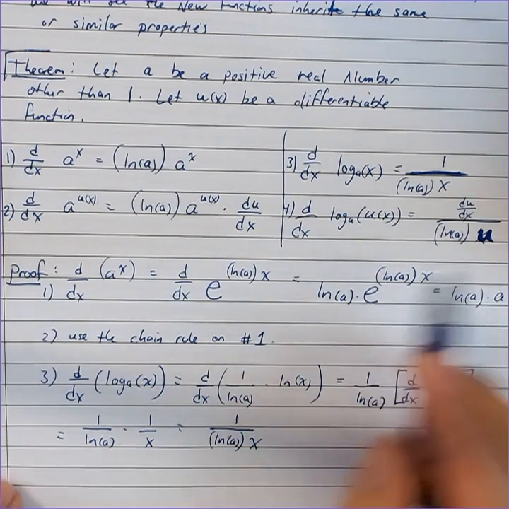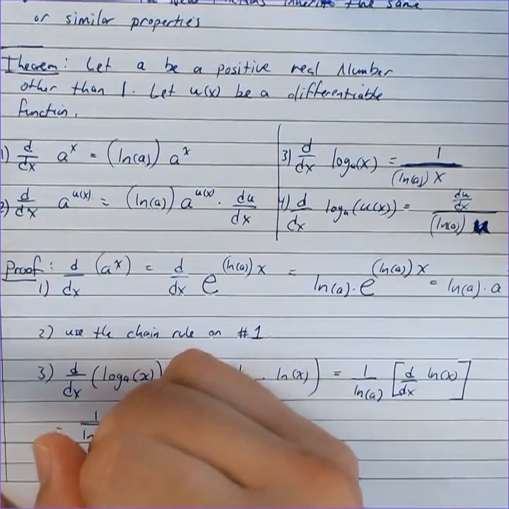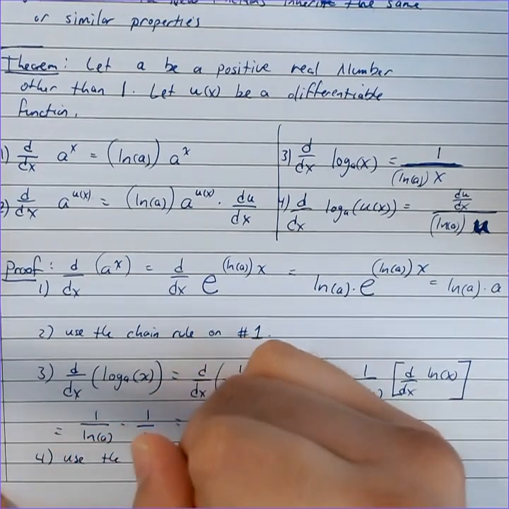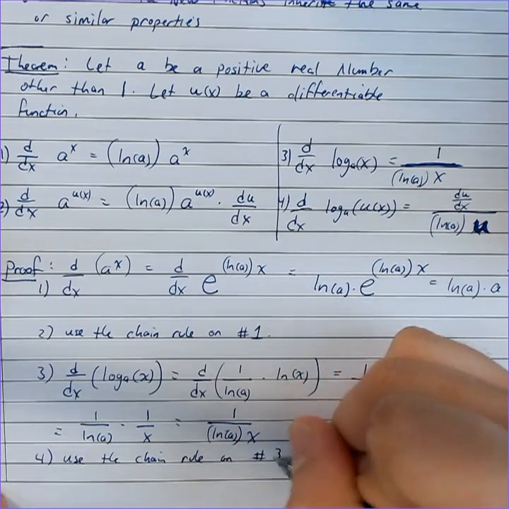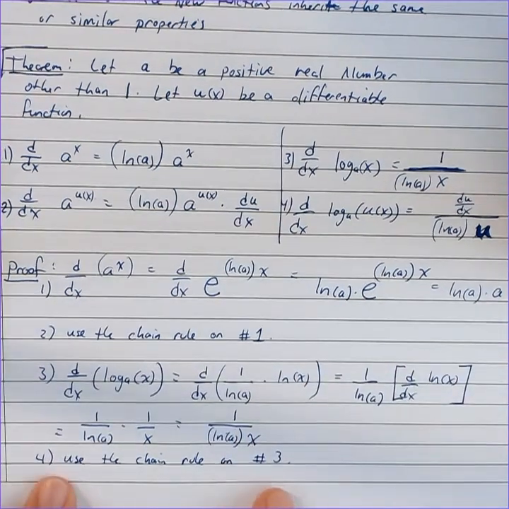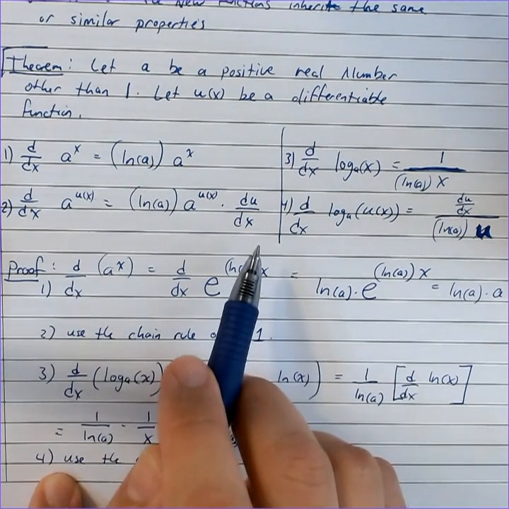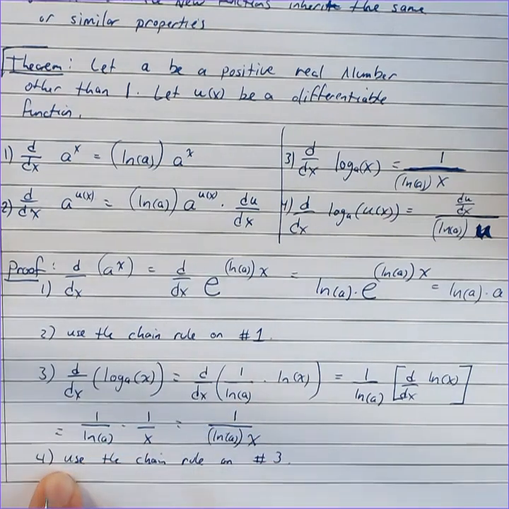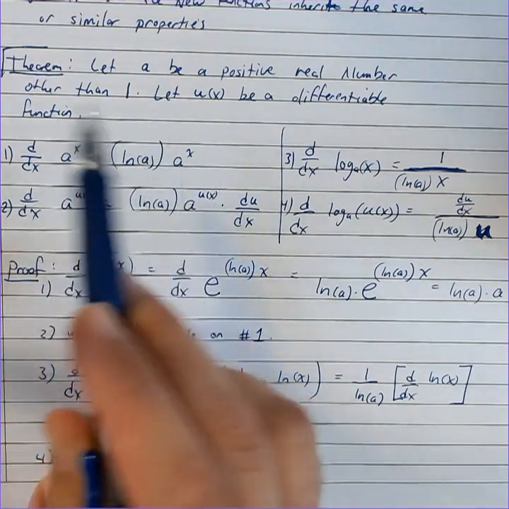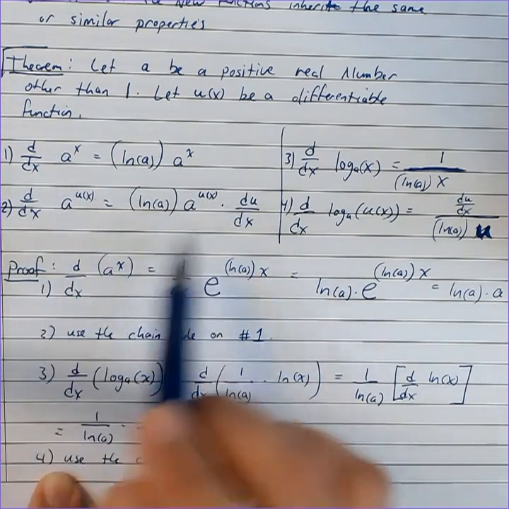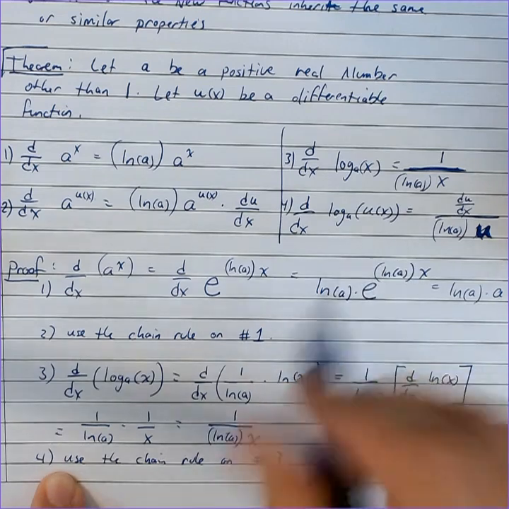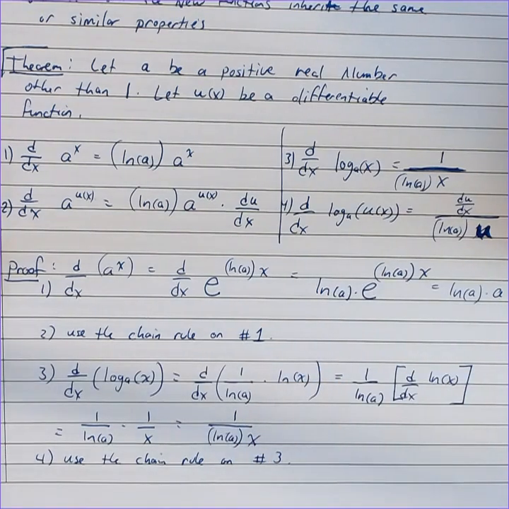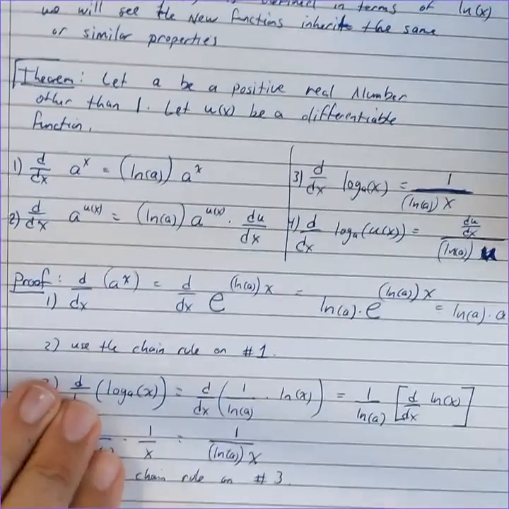And of course, number 4 is just use the chain rule on number 3. You'll note that about half of the proofs that we'll be seeing throughout the course will have multiple parts like this, and usually the proof will be something like, okay, for part number 1, let's go through all the details. For part number 2, yeah, it's just the chain rule. For part number 3, let's go through all the details. Part number 4, yeah, that's just the chain rule. So that's going to be something that we see fairly often.